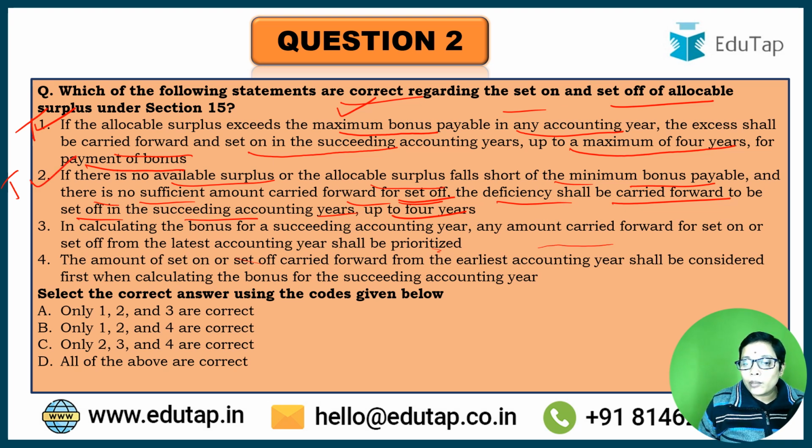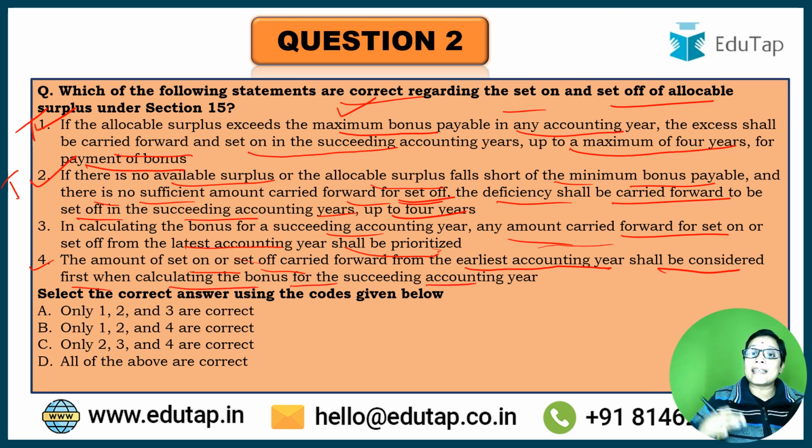In calculating the bonus for a succeeding accounting year, any amount carried forward for set on or set off from the latest accounting year shall be prioritized. No, the earlier accounting year will be prioritized. When we read the next statement, we will understand this. The amount of set on and set off carried forward from the earliest accounting year shall be considered first when calculating the bonus for the succeeding accounting year. When we do next year, we will consider the earlier year.